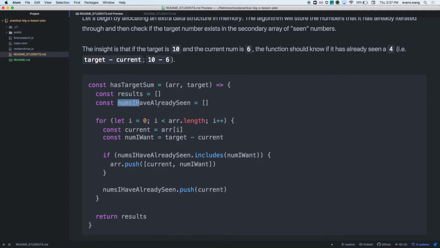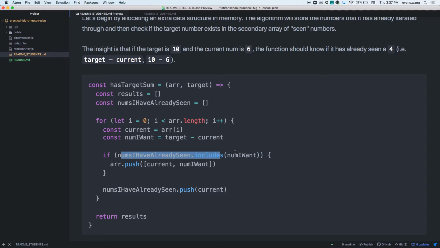So you could do something like, the nums I've already seen. You could store them in an array, and then you can check to see, hey, is the number that I want included in the numbers I've already seen? That's basically the idea behind it. So far, so good?